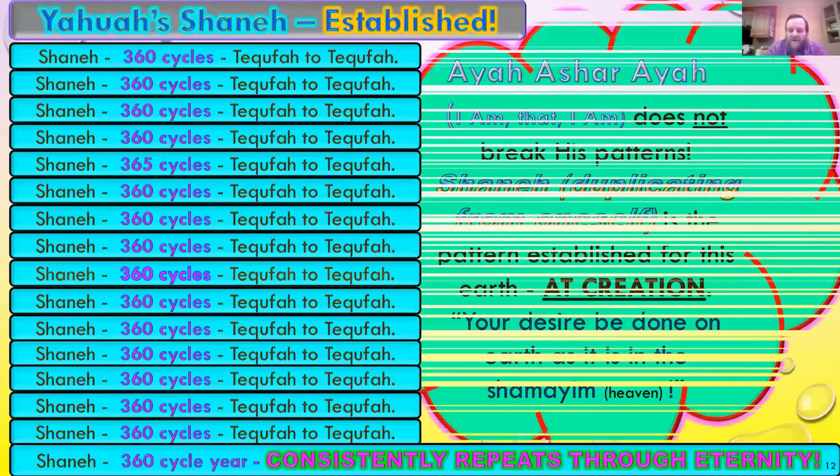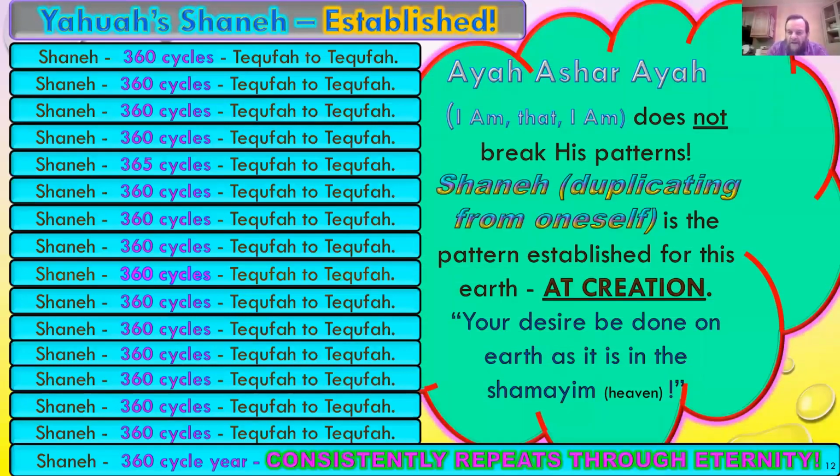Ayah Ashar Ayah, I am that I am, does not break his patterns. Shane, duplicating from oneself, is the pattern established for this earth at creation. Your desire be done on earth as it is in the Shemayim, in heaven.